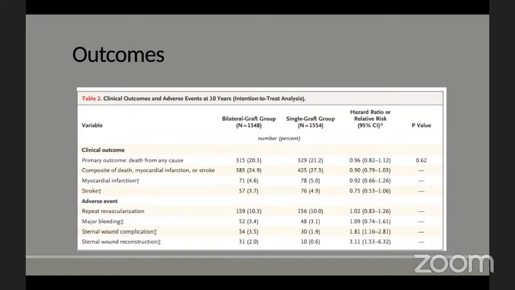In adverse events, we can see the bilateral group was higher. Repeat revascularization was 159 versus 156 in the single graft group. Major bleeding was 52 in the bilateral group versus 48 in the single group. Sternal wound complication was also higher in the bilateral graft group, 54. Sternal wound reconstruction was also higher in the bilateral graft group, 31 versus 10 in the single graft group.